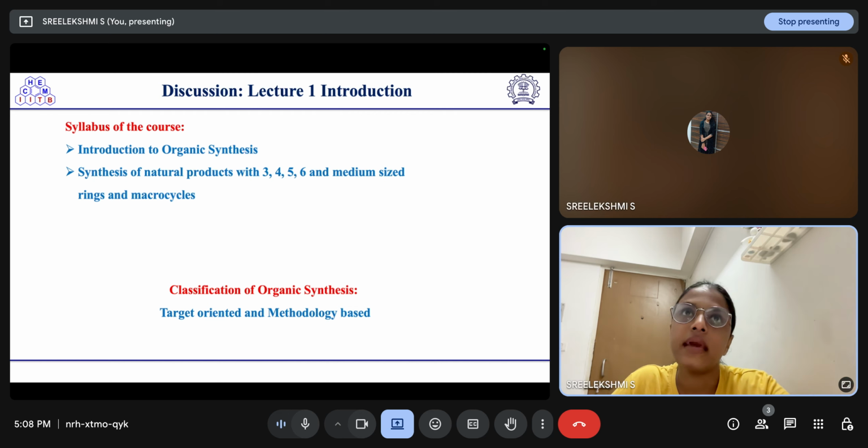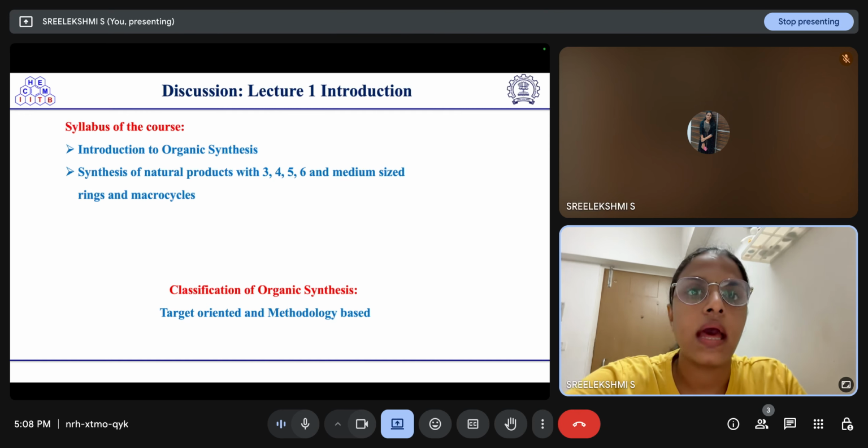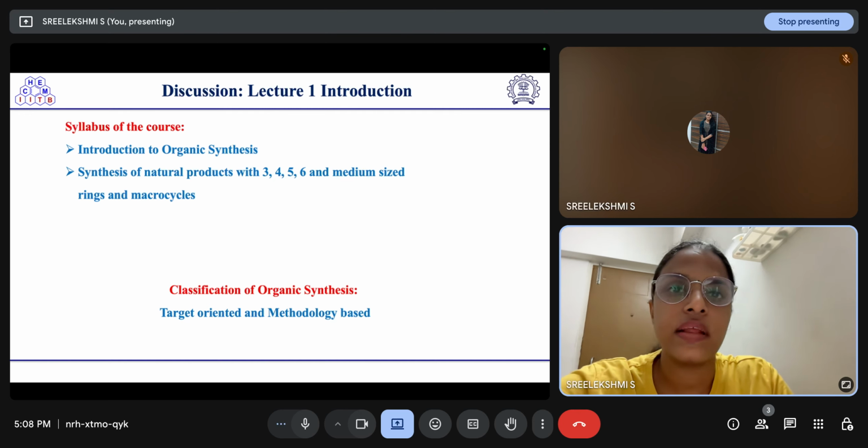In target oriented synthesis, which methodology based synthesis can we apply? We can see that by going through different methodologies. So that is the classification of organic synthesis: target oriented synthesis and methodology based synthesis. I hope it's clear. In between, if you have any doubts or questions, feel free to ask.